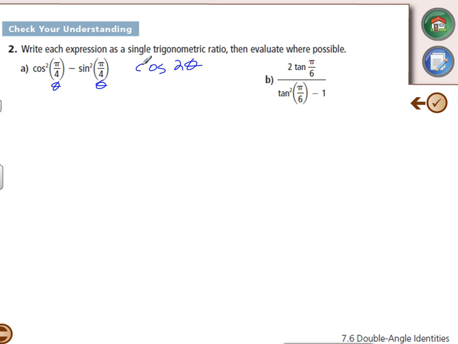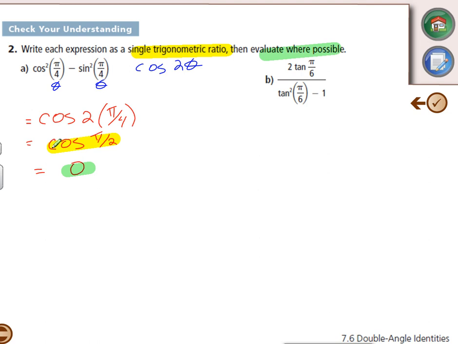Okay, well, work it through. So then that's cos of 2 times pi over 4, which gives us cos of pi over 2. Cos of pi over 2, hey, I know what that is. That's 0. They asked for single ratio and evaluate.